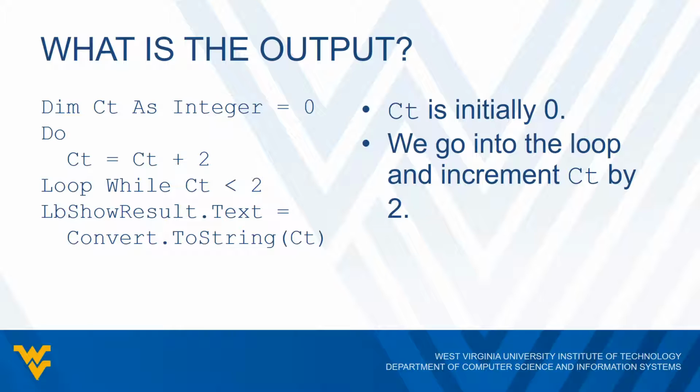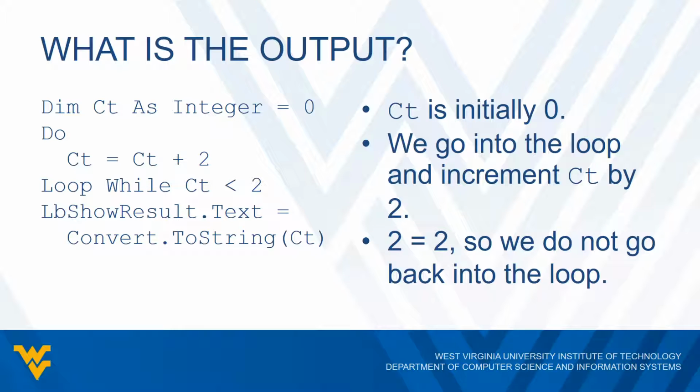So the first time we check the condition, we have that CT equals 2. Well, that means 2 is not less than 2, so that's false. So we're not going to go back into the loop. Therefore, the output in this case is going to be 2.